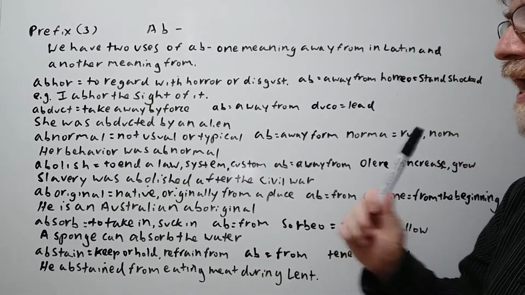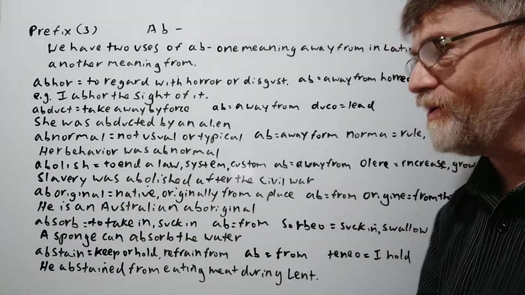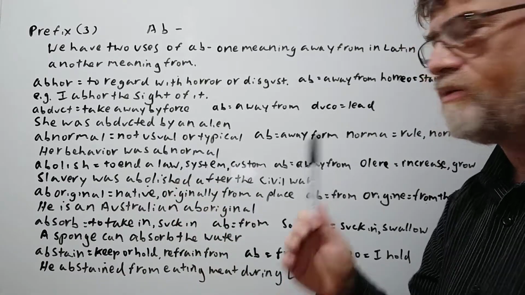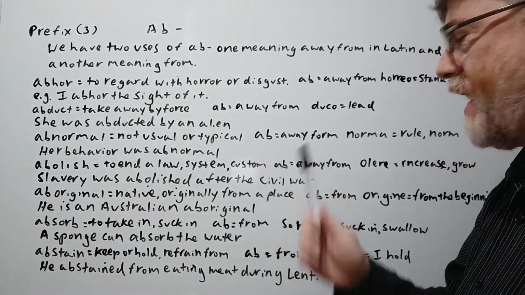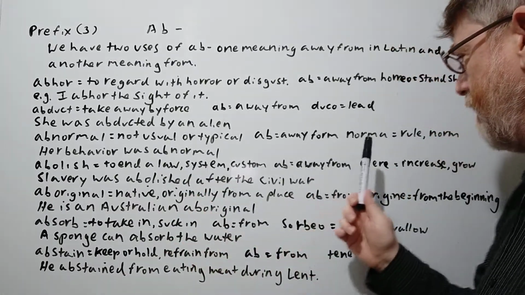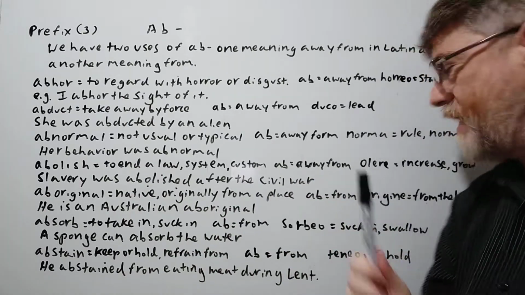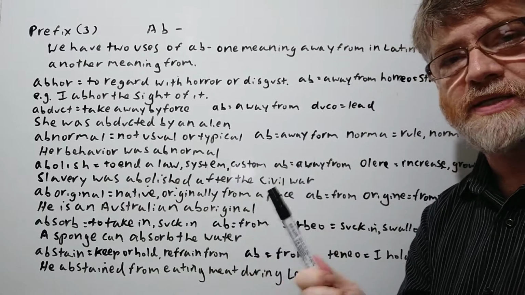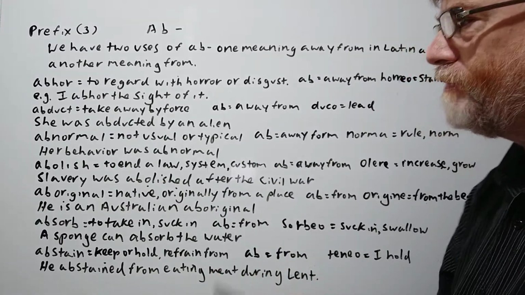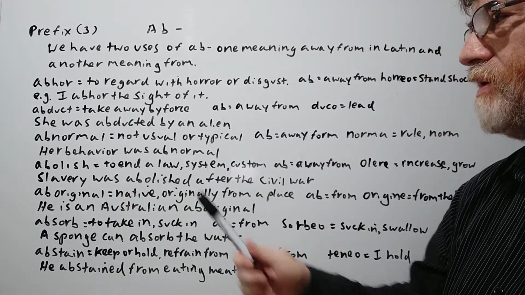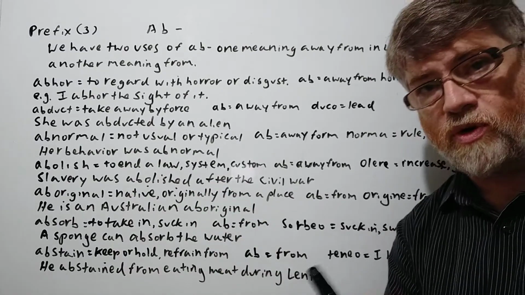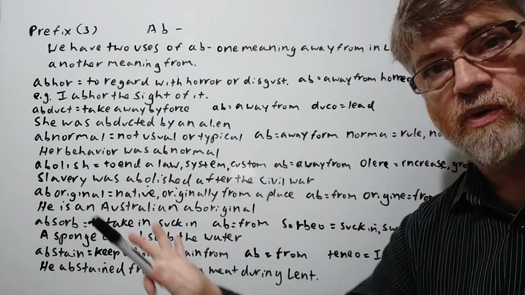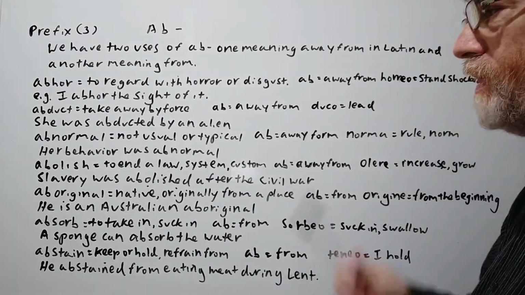Okay, good. Abnormal. We hear this word all the time. Not usual or typical. Again, ab meaning away from, and norma in Latin either means like rule or the norm, what's normal. So basically, that's where we get abnormal. All right, and our example here was her behavior was abnormal. It was different from the norm. It was away from the norm.